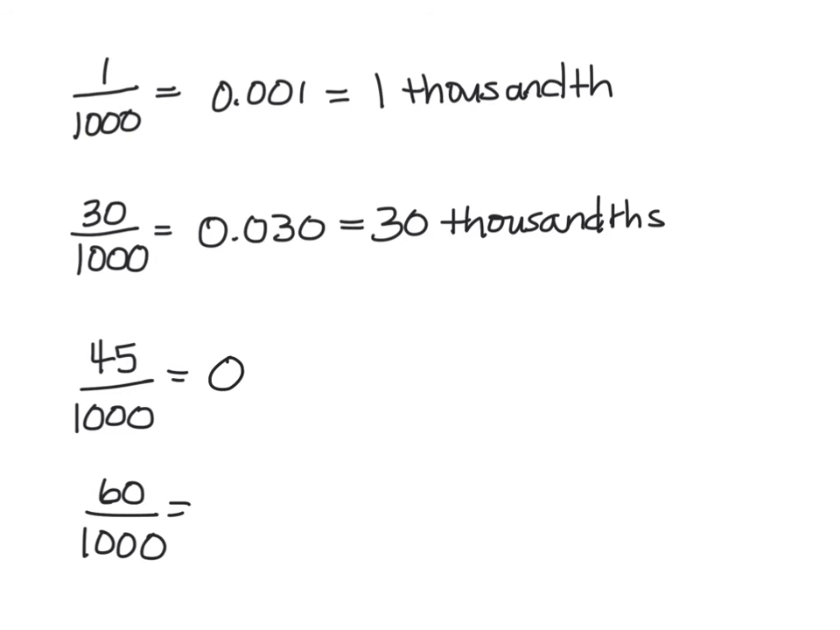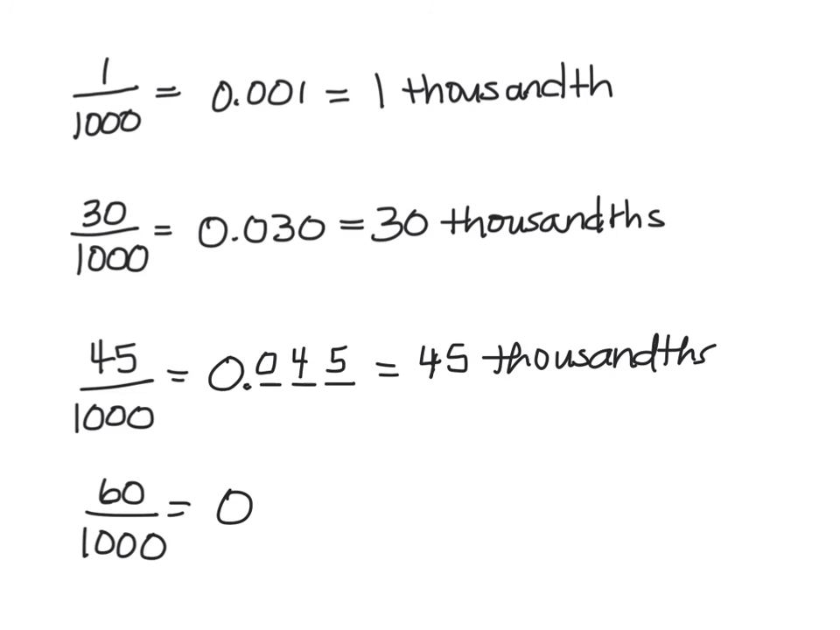45 thousandths has to end in the thousandths place, so it ends here, and I need a 0 to make it stretch there. And so that would be 45, the number, and the word thousandths. And the next one, 60 thousandths has to end in the thousandths, so I put my 60 over here, fill in a 0, and that equals 60 thousandths.